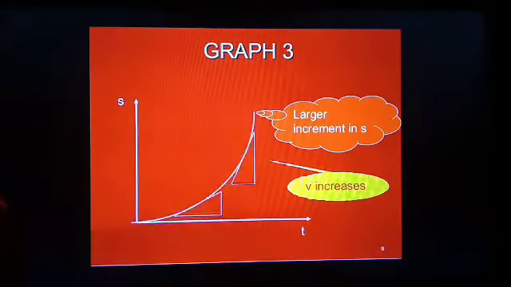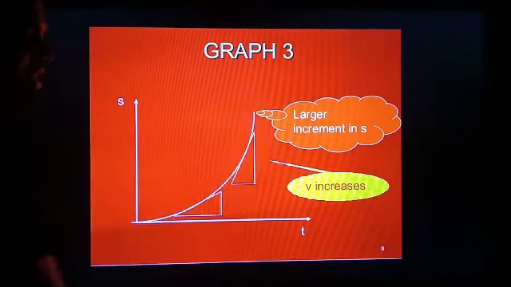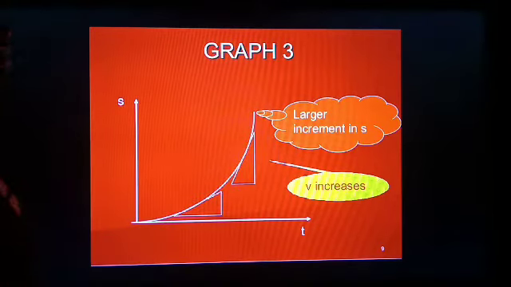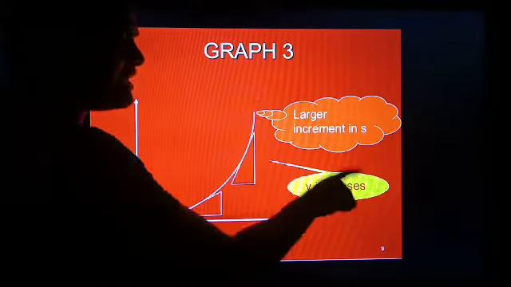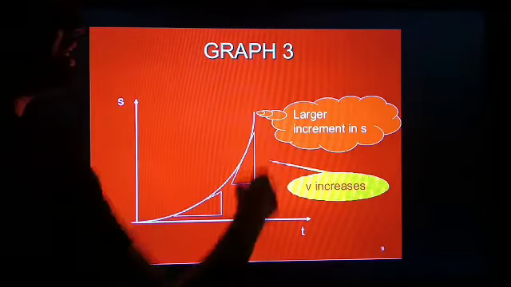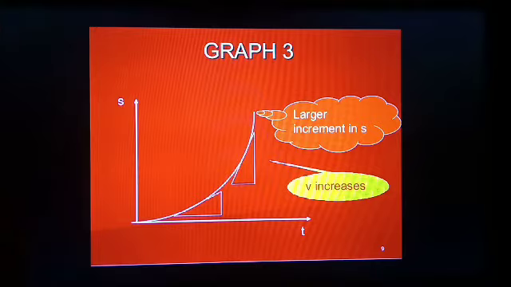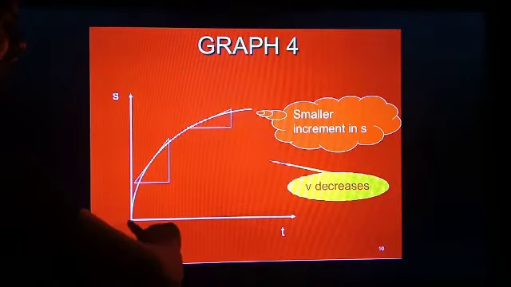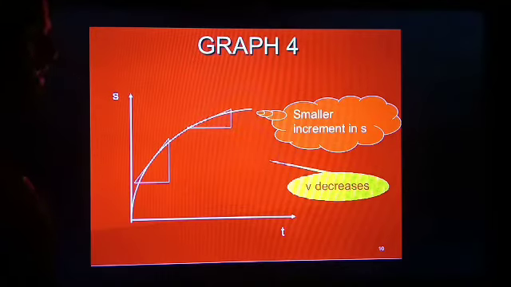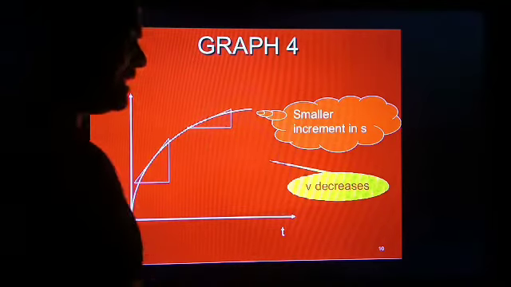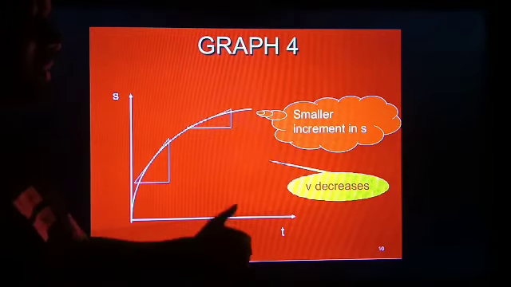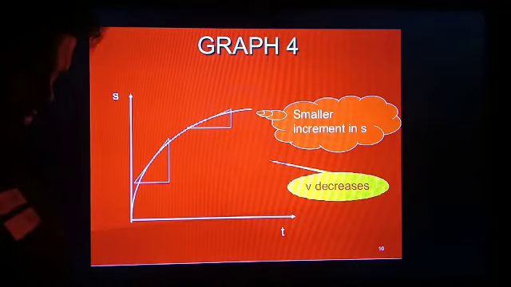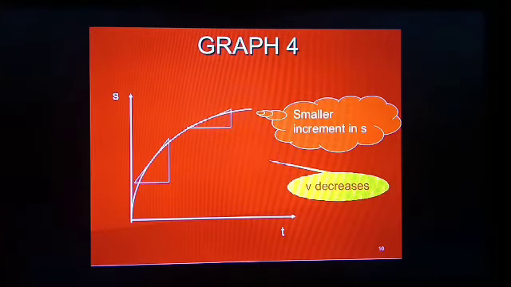Third, suppose that in ST graph the graph is shown like this. It means at different intervals of time the body is increasing its velocity, means this type of graph tells that v increases, means velocity of the body is increasing. Fourth, suppose that the ST graph is shown like this. It means that the velocity of the body is decreasing, means initially the velocity was larger and as time goes on the velocity keeps on decreasing. So this is ST graph.